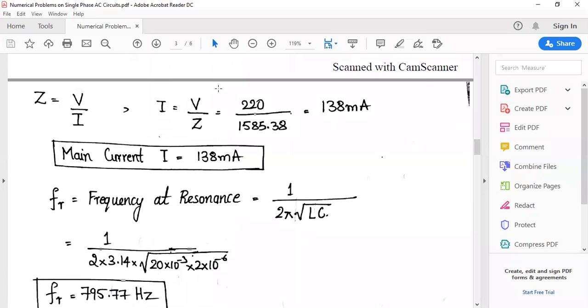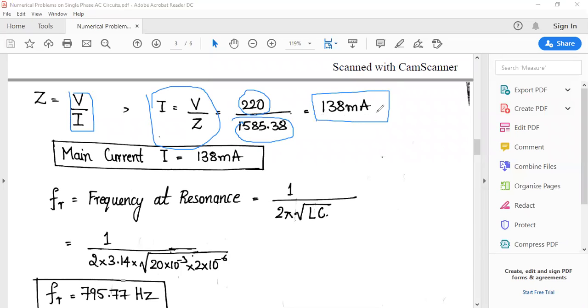Now Z can be calculated as V by I, so I can be calculated as V by Z. V is 220 and Z is 1585.38, and the value of current is 138 milliamperes. This is the main current, which is generally the RMS value of the current.